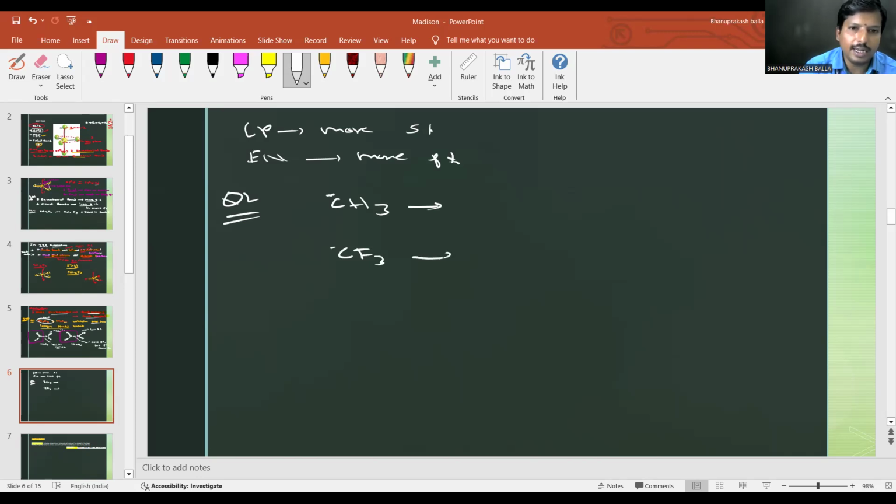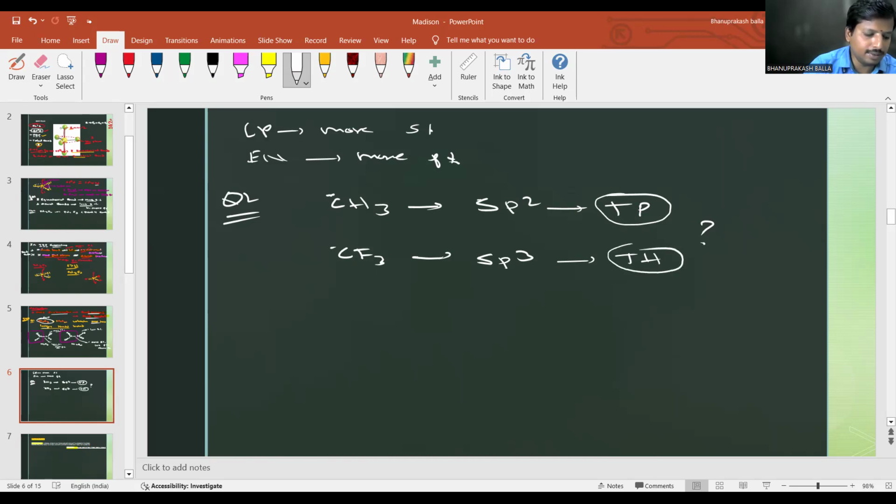You know the CH3 radical is sp2 hybridization, and CF3 is sp3 hybridization. CH3 is trigonal planar in shape, while CF3 is tetrahedral in geometry. Why? Because here the fluorine demands a high percentage of p character, since fluorine is a more electronegative atom.